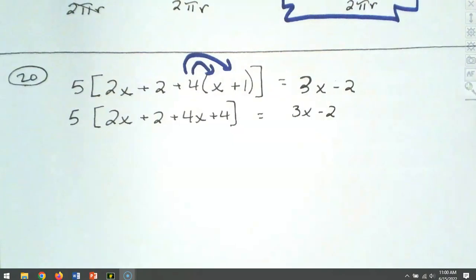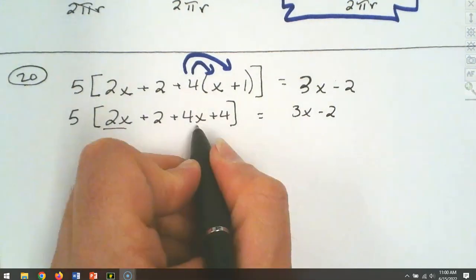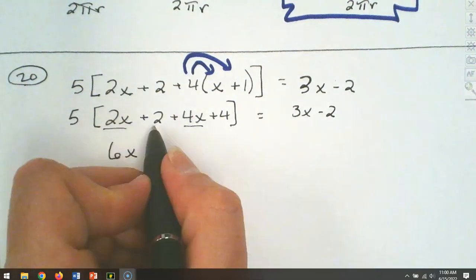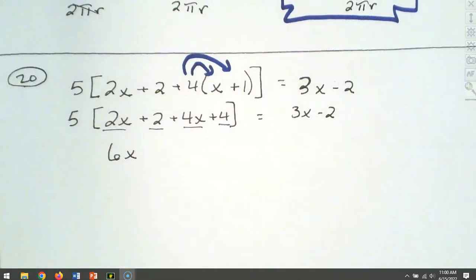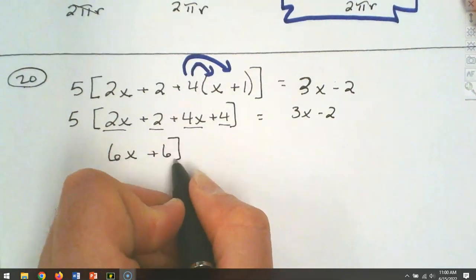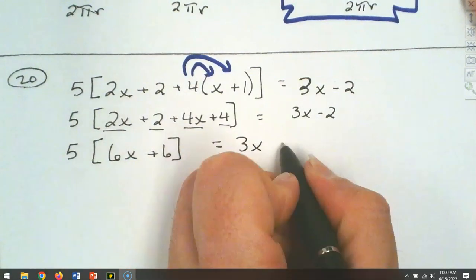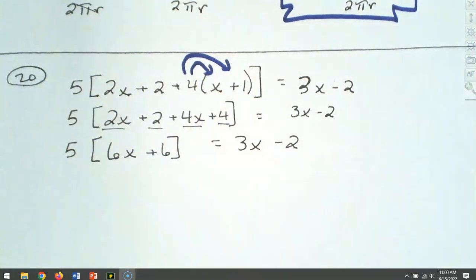Right-hand side doesn't change. So it just gets copied. And now, the square brackets work like parentheses, so we can combine some things together. I have a 2x, and I've got a 4x, so that makes it a 6x. We add them together. And I've got a 2, and I've got a 4 here. So when I add those together, that's going to make it a plus 6. And I still have my 5 out in front. And the right-hand side is still 3x minus 2.